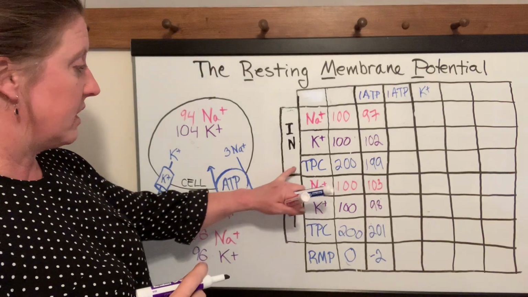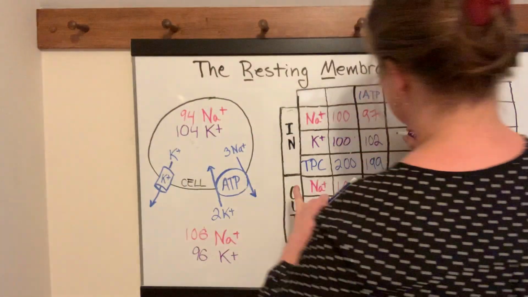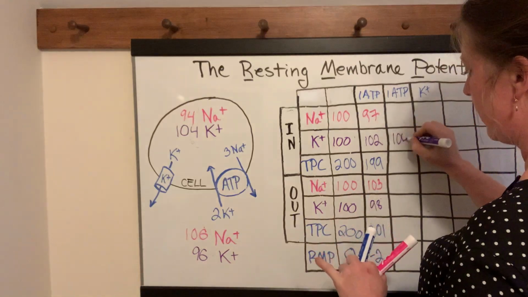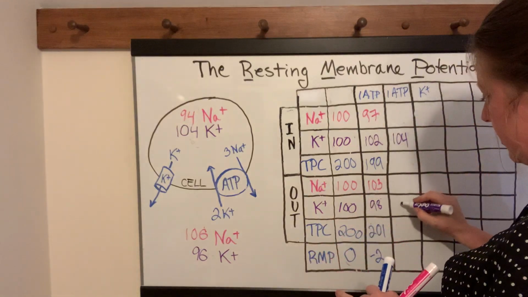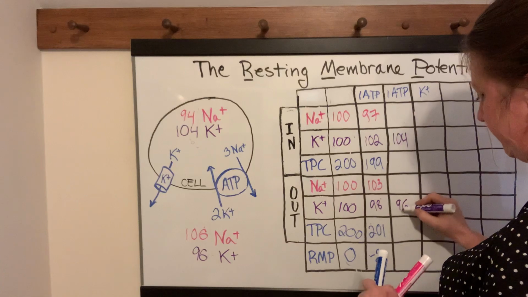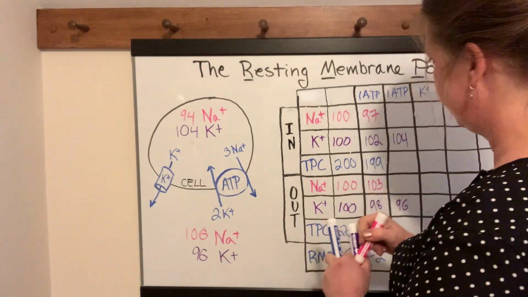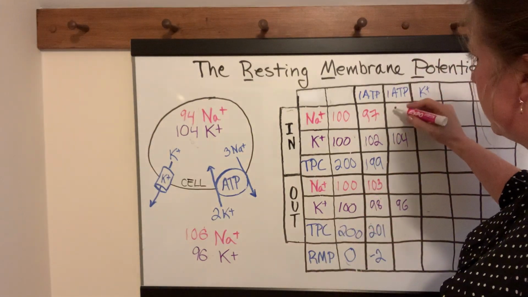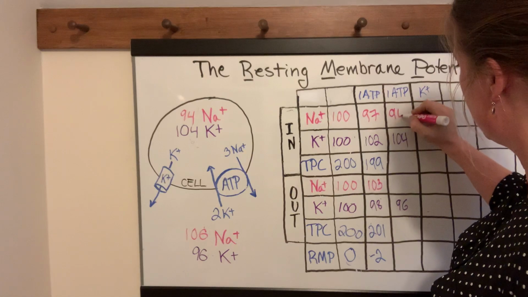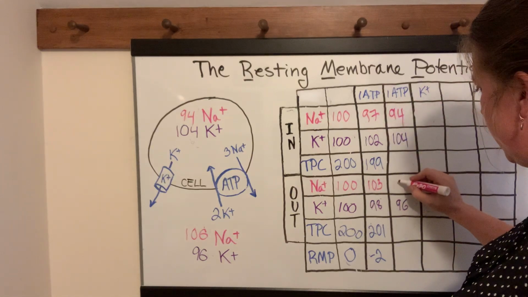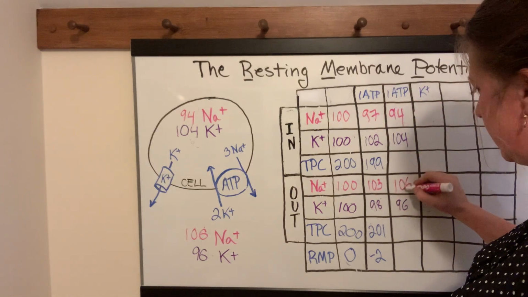Okay, so let's record the numbers in the table. This now goes up to 104. This goes down to 96. 97 minus 3 gives us 94. 103 plus 3 gives us 106.